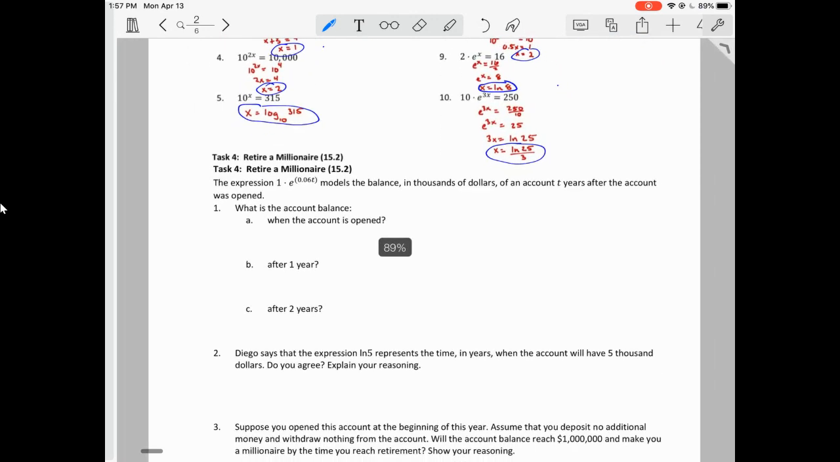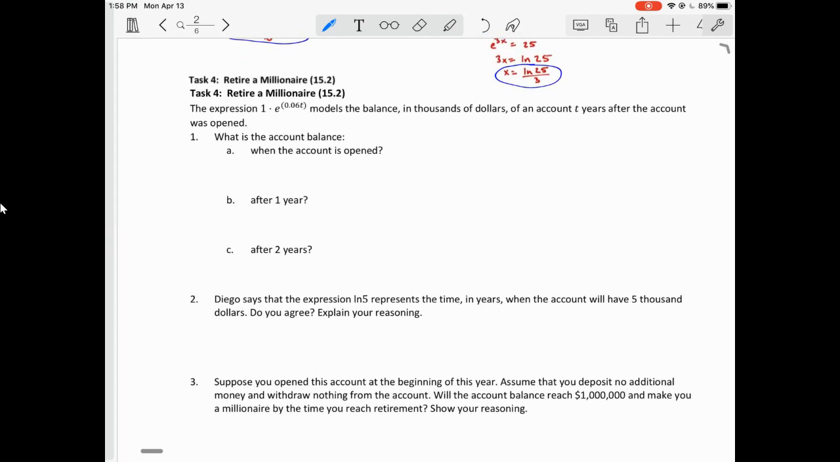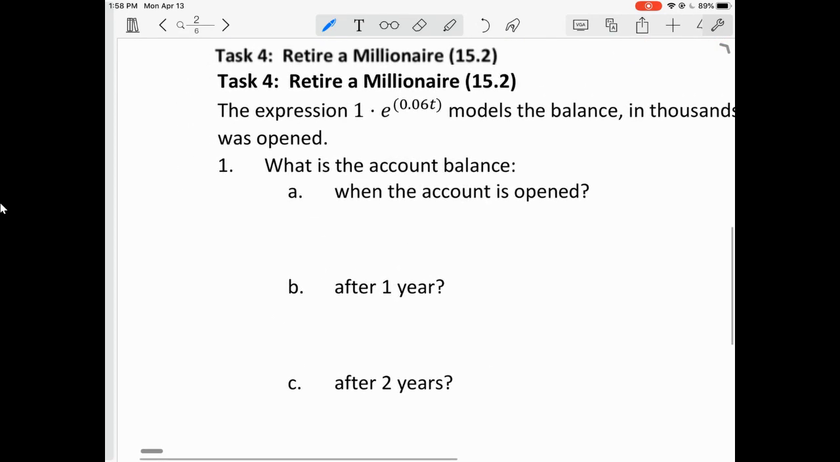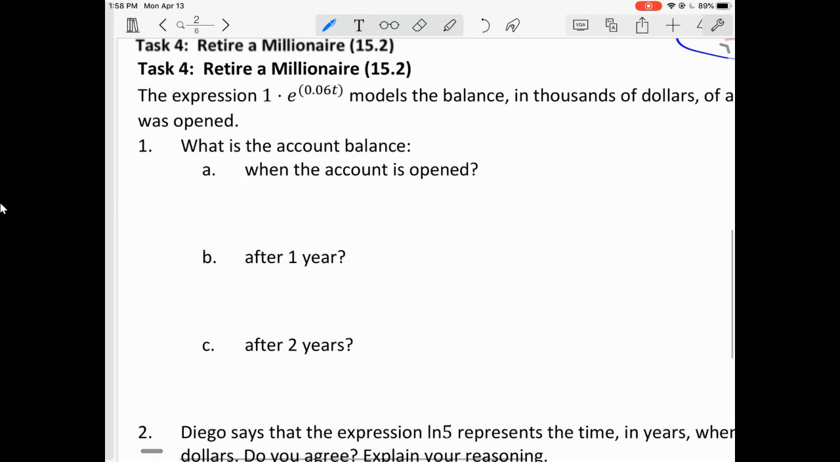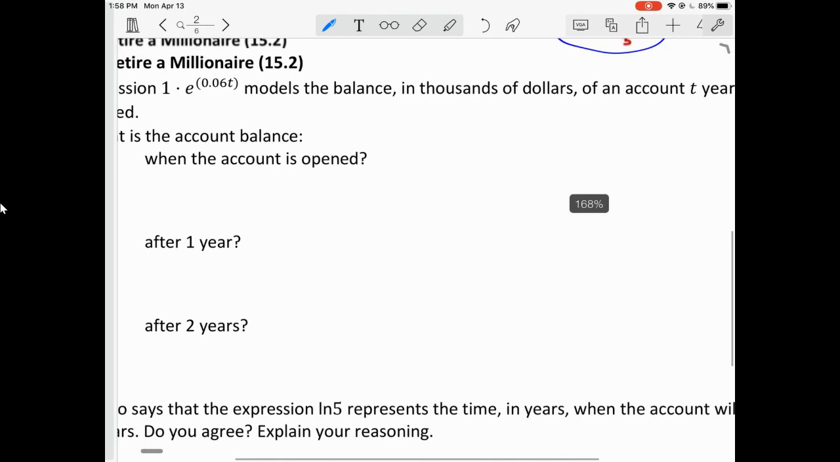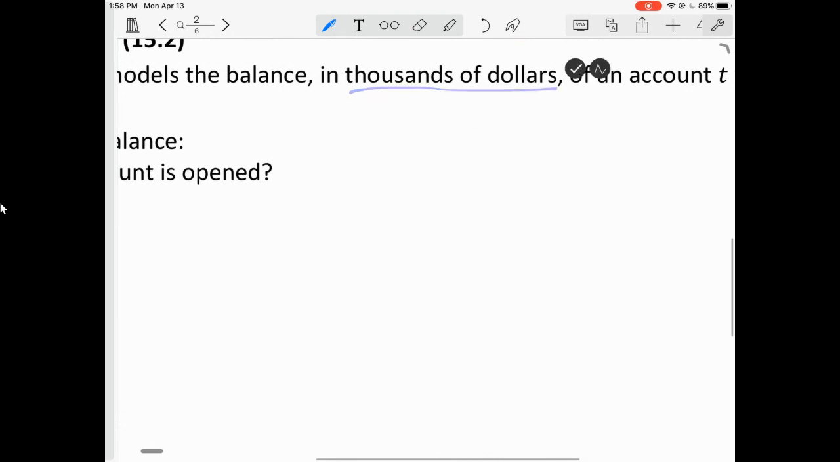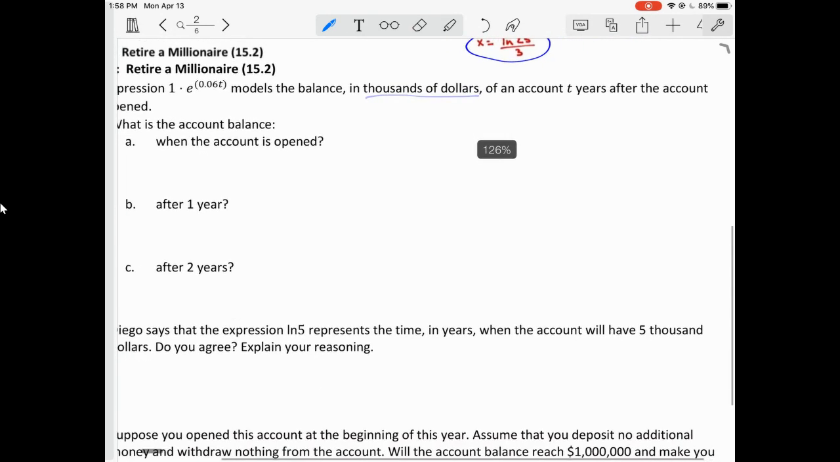All right, moving on to task 4. What if you were given some sort of a loan, or you have an account, like a savings account, and you put some money in it and you don't touch that money? Theoretically, that account should grow based on its interest rate and eventually reach $1 million. So our question is, can we, by depositing money in an account, eventually just retire as a millionaire if we had a really good interest rate on the account? So the expression 1 times e to the 0.06 t models the balance. Key thing is in thousands of dollars of an account t years after the account was opened.